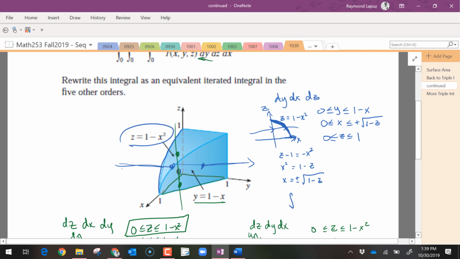Need a little bit more room. Maybe I'll write smaller. So dy, with respect to y, limits go from 0 to 1 minus x. dx, with respect to x, goes from 0 to the square root of 1 minus z. And then dz goes from 0 to 1.